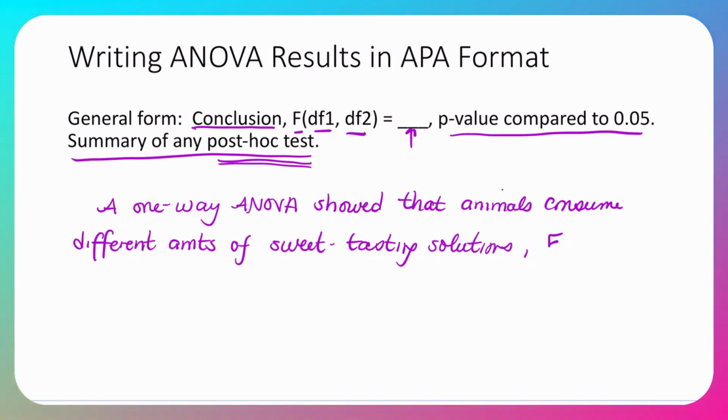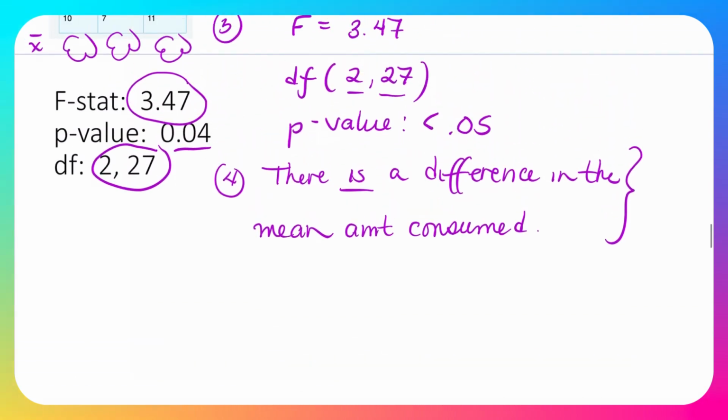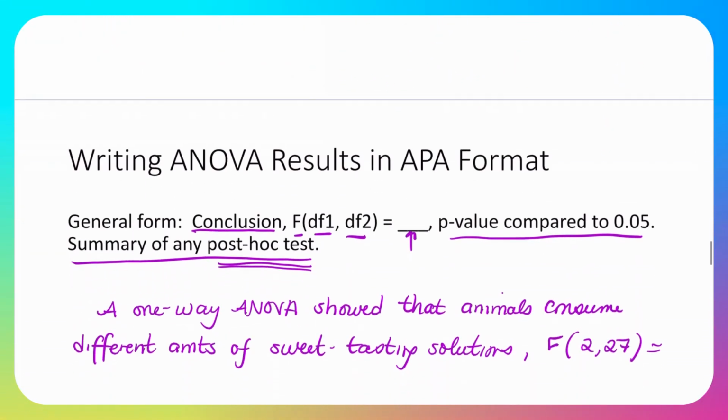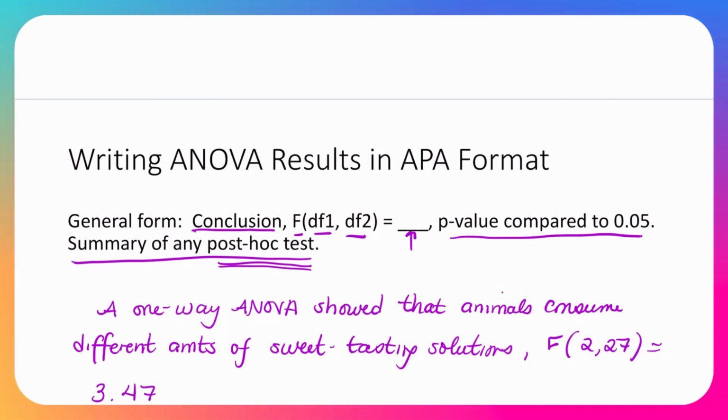Then we're going to write F and our 2 degrees of freedom. So F(2, 27) equals 3.47. And our p-value was less than 0.05. Now, we haven't talked about post-hoc analyses yet, but we will in a moment. But that's a start of how we would write our conclusion.